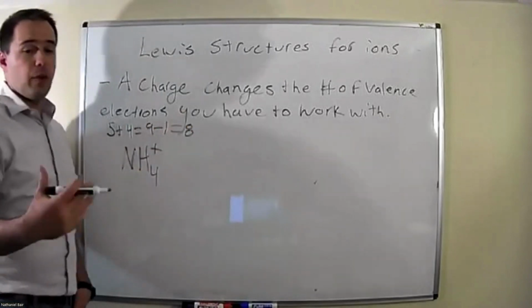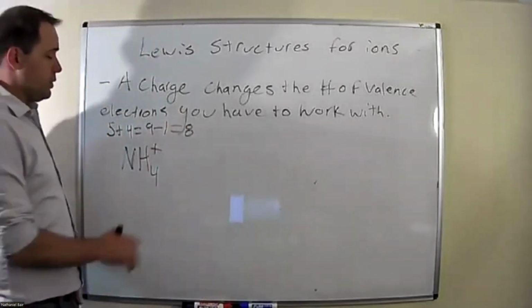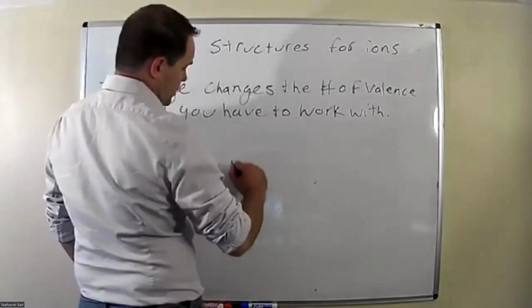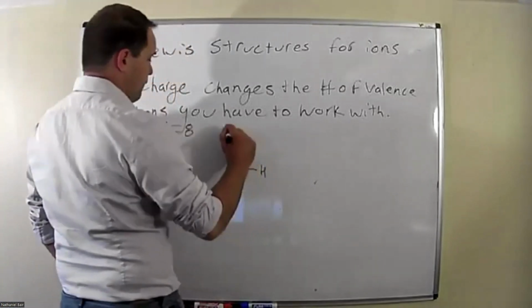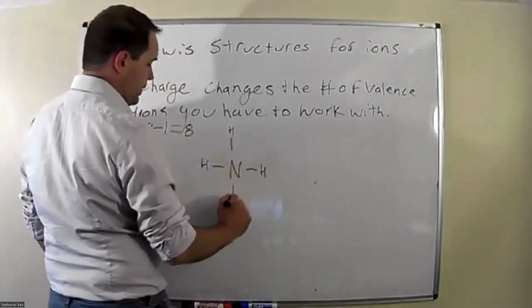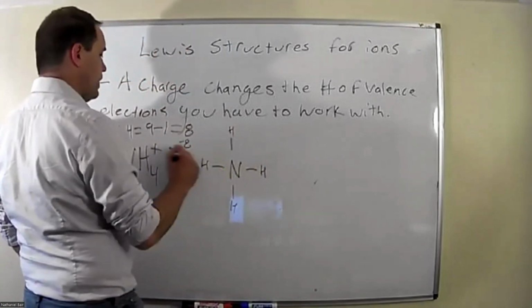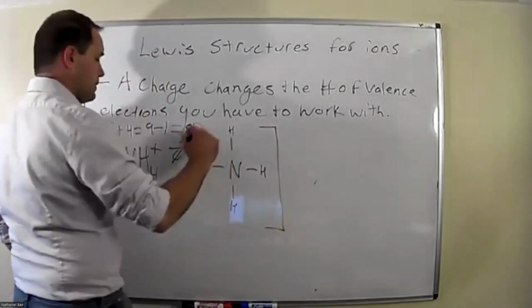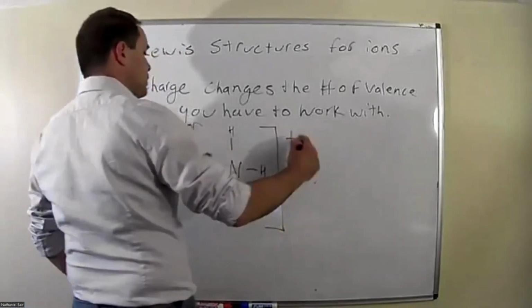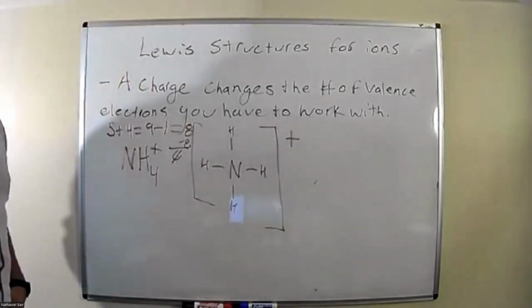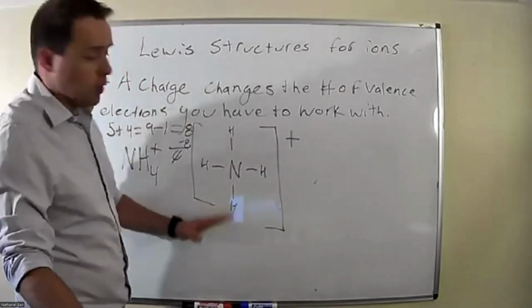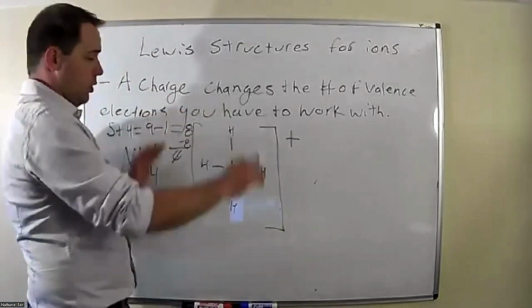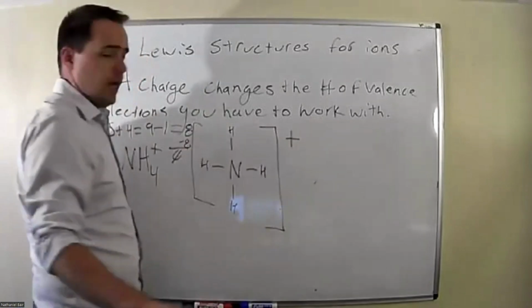If it's an anion, add 1 or 2 or 3 or whatever. Okay, so we got 8 electrons to work with. So we're going to do our nitrogen in the middle. We're going to have 4 hydrogens coming off of it. Uses up 8, 0 left. And we're going to put it in brackets, and we're going to put the charge on the outside. So that's how we do the Lewis structure for a cation. Okay, bracket the whole shebang, charge on the outside.